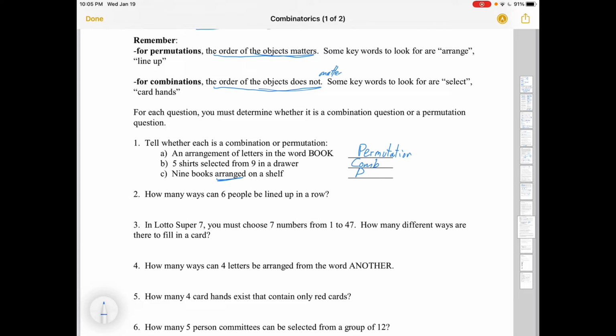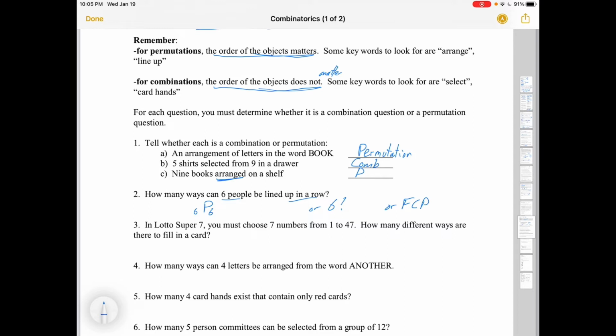How many ways can 6 people be lined up in a row? So this says lined up. The order in a lineup matters. It matters whether you are the first person or the last person. One way to do this is 6P6, because you're going to pick all 6. You could also do it as 6 factorial, or with the fundamental counting principle.